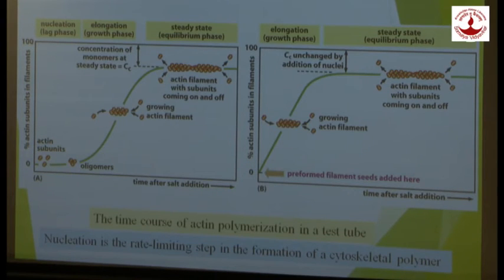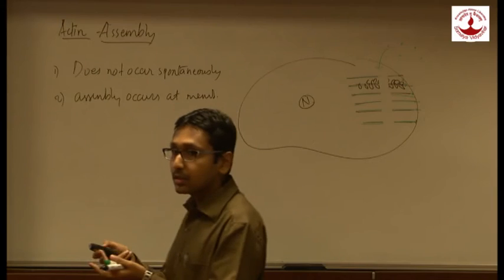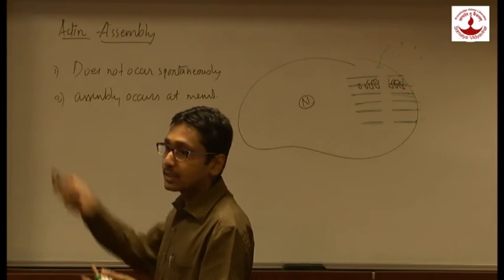You can say that the rate limiting step in this graph is the nucleation phase. That is because you require that polymer to form, and after that formation, the filament will elongate until you reach a steady state.